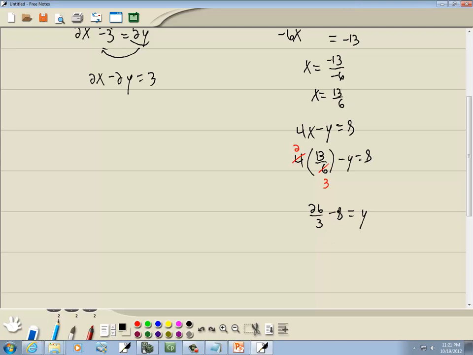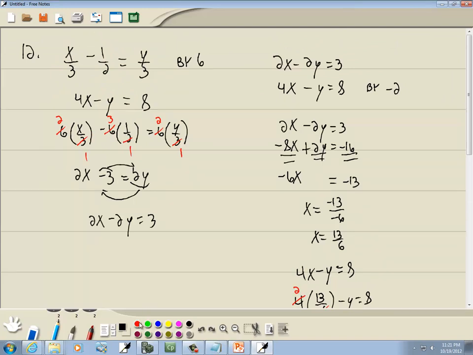Now this is a mixed number. I can take -8 times 3, which is -24, plus 26 gives us 2/3. The denominator stays the same. So assuming I did this right, we would have x is equal to 13/6 and y is equal to 2/3. Let's go double check it on the calculator.